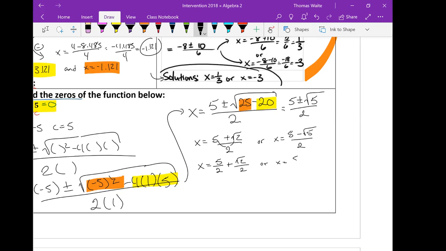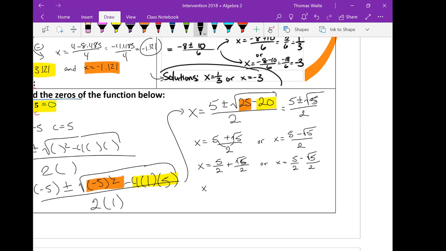or x equals 5 all over 2 minus square root, oops, I copied this down wrong. It's a square root of 5 in both cases. So back up here, this was a square root of 5, square root of 5. Right, it's 5 all over 2.